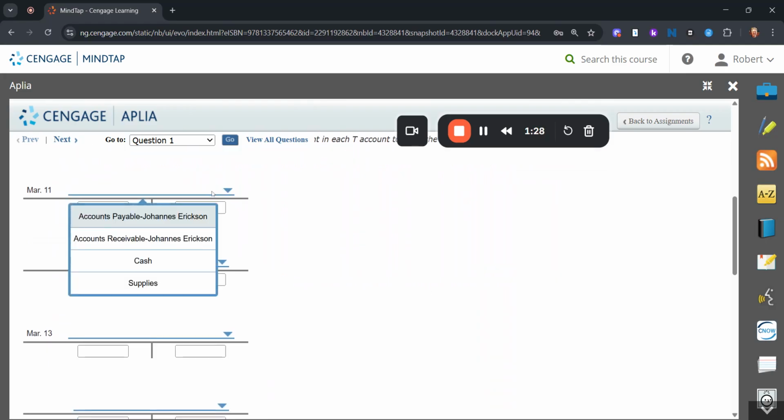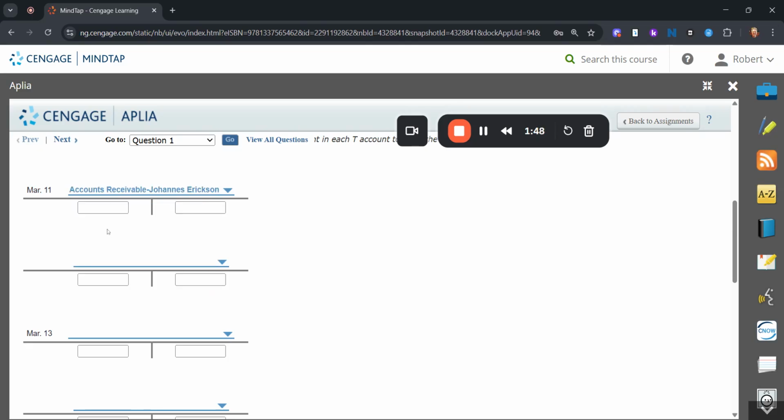We'll click our drop-down menu. So sold services on account. So accounts receivable. When you sell services on account, that's money that needs to be paid to the business. So that's money that needs to be received. So that word association there, money that needs to be received. Accounts receivable. And those AR accounts are an asset. So $125 there.